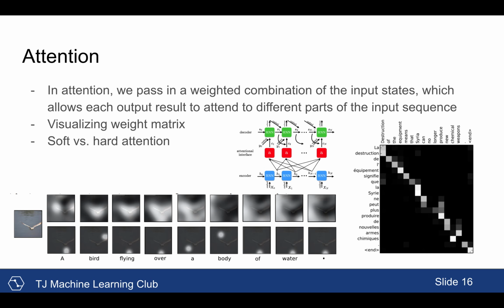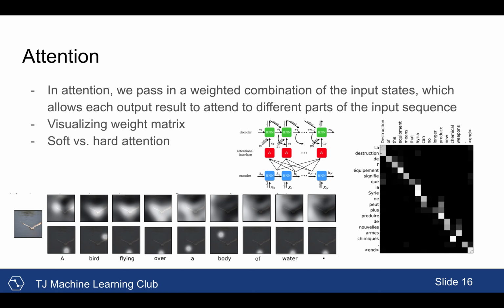When we visualize the weight matrix, we can see what input words contribute to each output word in the matrix image, right here. In this visualization of a translation of a French sequence to an English sequence, the squares that are lighter, so we can see like across the diagonal approximately, show where the attention is activated.